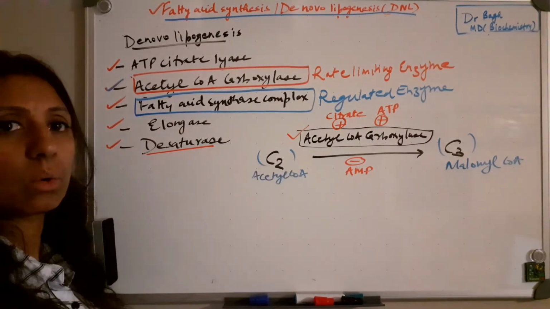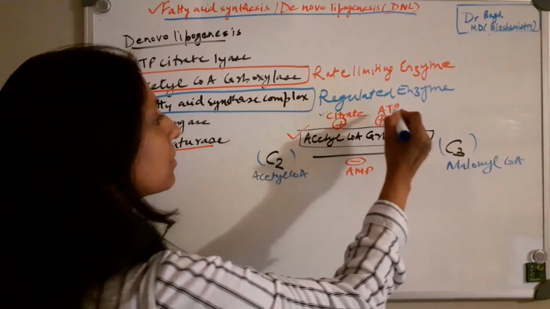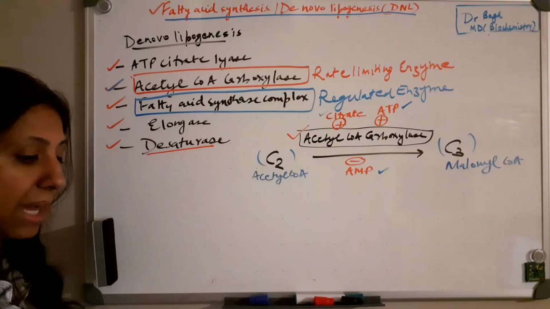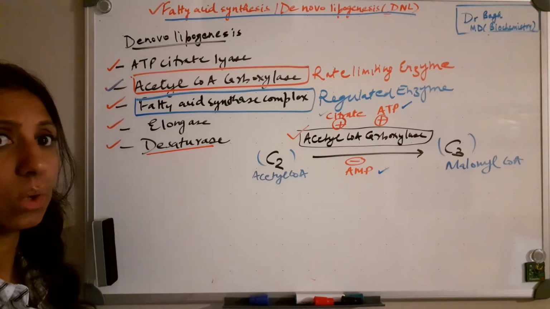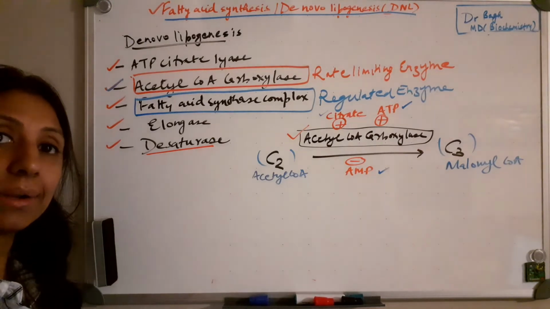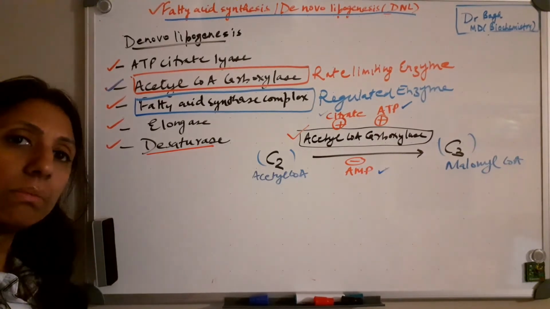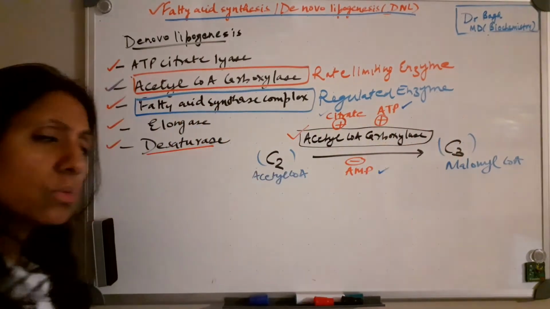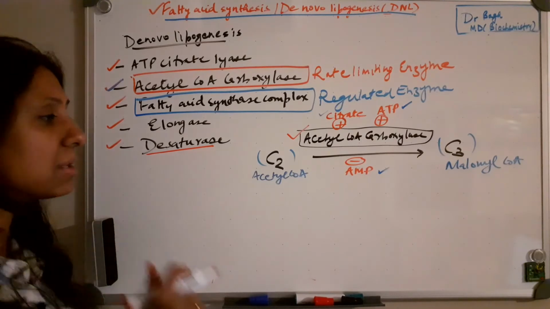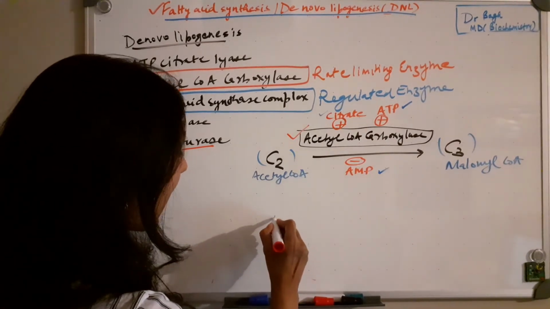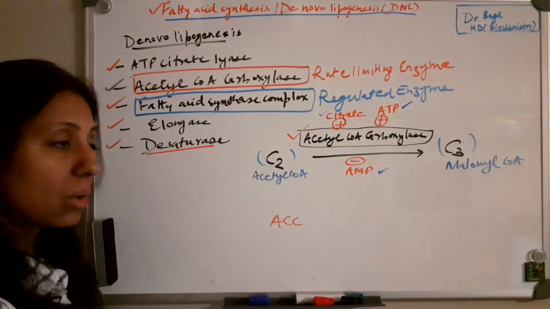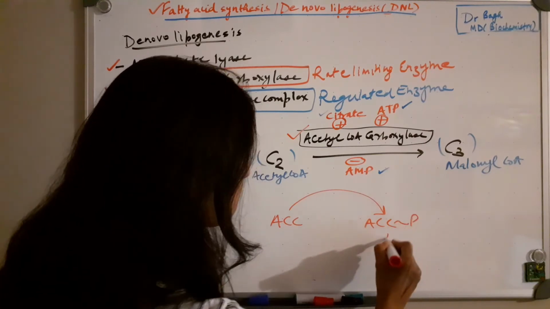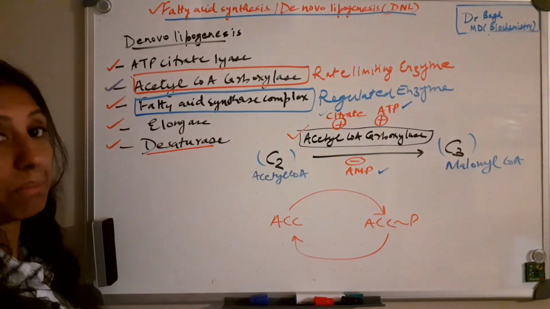Now this is short-term regulation, where allosteric effectors like citrate, ATP, AMP come in and directly regulate the enzyme. The other one is known as long-term regulation. Long-term regulation is by induction and repression. Apart from this short-term regulation, which is allosteric regulation, there is one more short-term regulation, which is known as reversible covalent modification, where ACC, the acetyl CoA carboxylase, is either phosphorylated or dephosphorylated. This is known as reversible covalent modification.